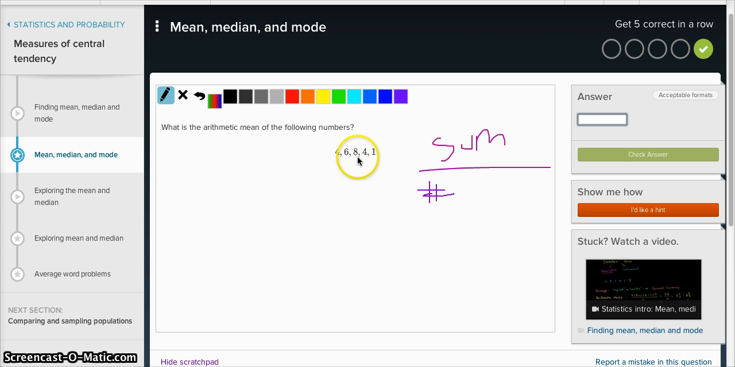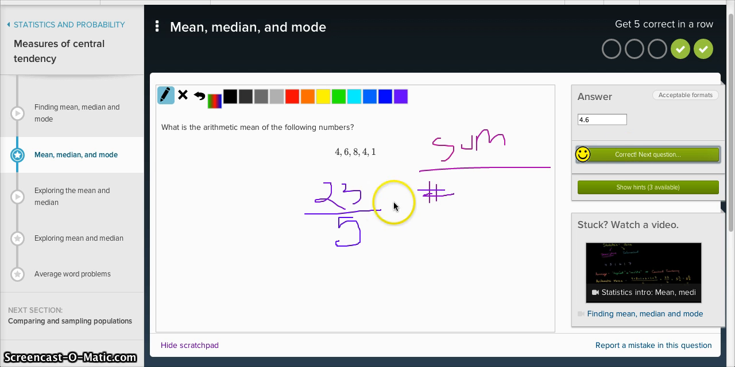So if I add these together, I get 23, I believe. Let me just double check that. 10, 18, 22, 23. Yeah, 23, and how many numbers are there? There's 5 numbers. 23 fifths. Okay, so I think that equals 6.6? No, 4.6, I think. I'm pretty sure. Let me see.